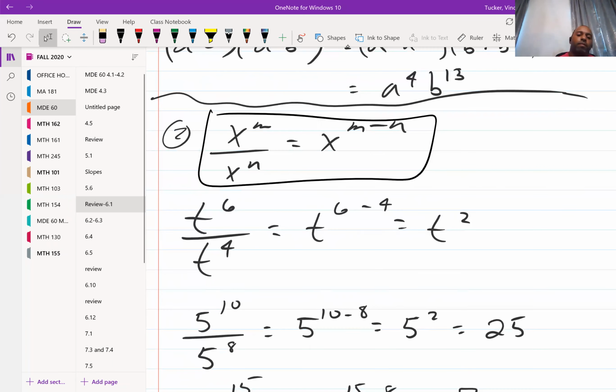Next one, 5 to the 10th over 5 to the 8th would be 5 to the 10 minus 8, which is 5 squared. Now, if it is something simple like this, 5 squared, they are expecting you to go ahead and expand that or simplify it. 5 squared will give you 25.